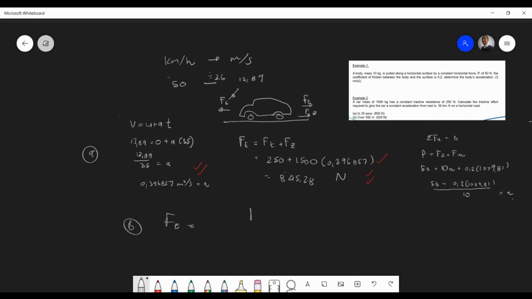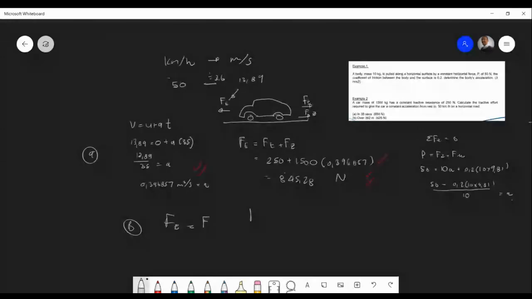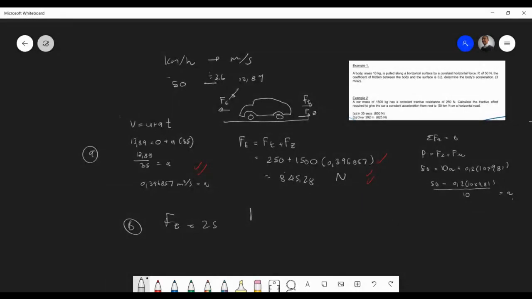What is this? FE equals FT. So FE equals 250 plus 1,500. And then we're going to have the acceleration, but our acceleration has to change, right? Over that distance. So how are we going to find this acceleration, students? Can you please tell me? Which equation do we use? Which law of motion?